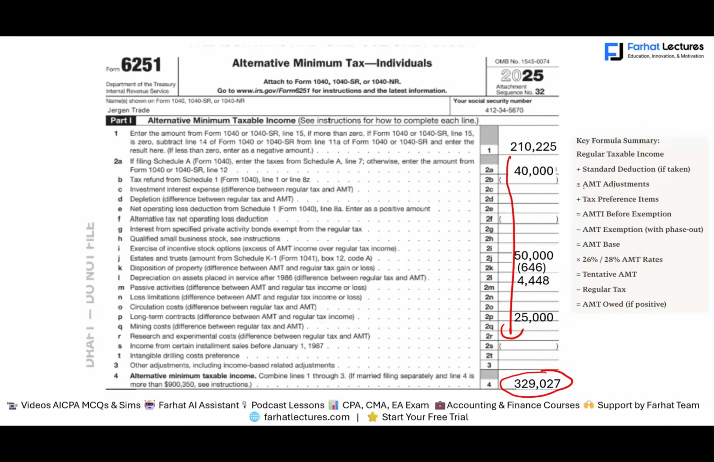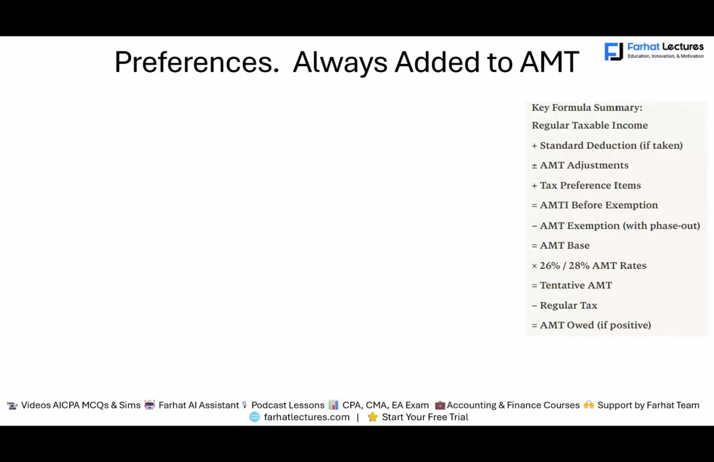So basically, adjustments are done. We started with regular income, it was this number here. I worked many adjustments. Now I'm going to look at preferences. The first thing you need to know about preferences is that they are always positive. They always increase your AMT.